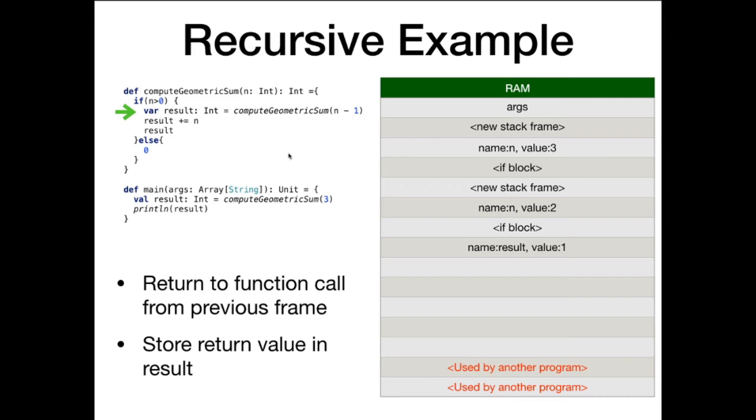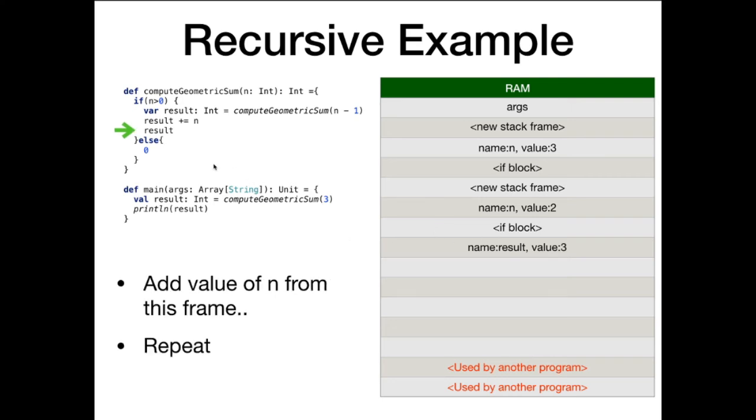This returns 1. Now this stack frame, we resume execution. That was on this call. That returns 1. Result is 1 plus n. N in this stack frame is 2.